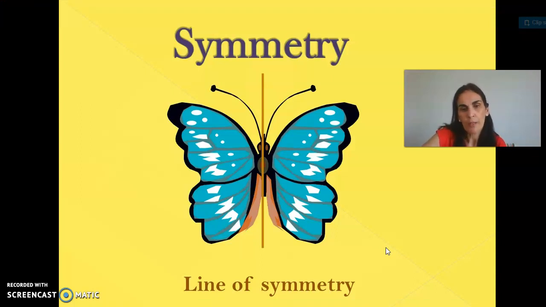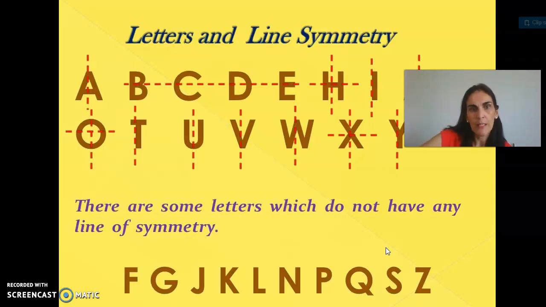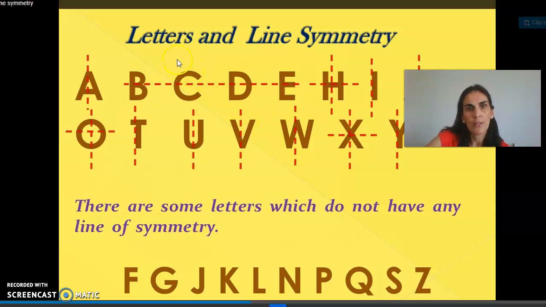In the following pictures, we're going to see different objects which are symmetrical and they are divided by a line of symmetry. Okay? So let's look at this one. Here we have some letters which also have a line of symmetry. A, B, C, all these letters have a line of symmetry.